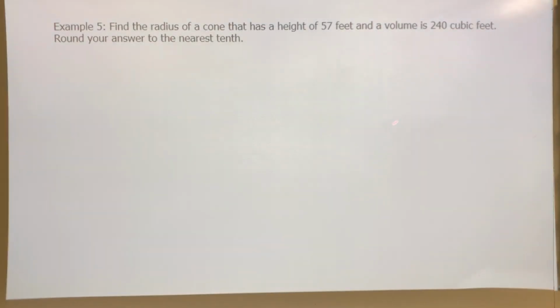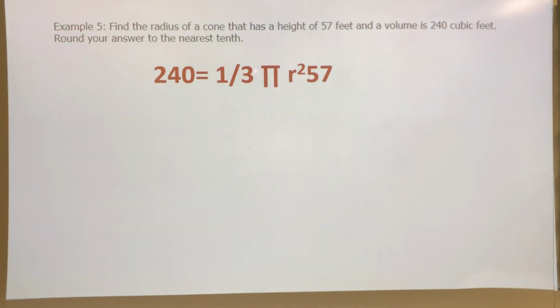All right, here's an example where a lot of students struggle: they give you the volume in the problem and they want you to find one of the other two dimensions. So they give you the height, they want you to find the radius of the cone. So in our equation, this 240 is our volume. Prior examples, we had to calculate the volume. In this example, they gave it to us. So then we have 1/3 pi r squared times the height. In this case, the height is 57.